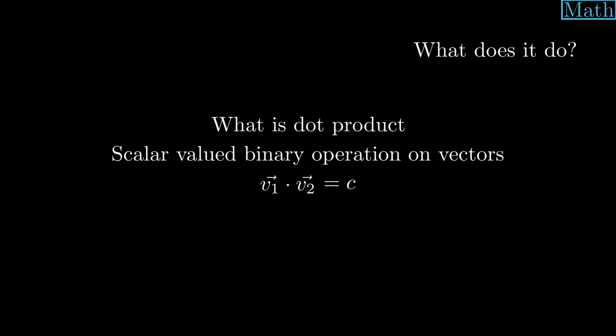Scalar valued means the output is a scalar. So a scalar value for computational purposes is practically just a normal number, like 1, 2, 3, or 15, or 25, or 3 halves, or 5.5, or whatever you can think of. Finally, it's an operation on vectors, which means instead of taking regular numbers, like scalars, as inputs, we take vectors as inputs. If you don't know what that last part means, it's fine, because I'm going to show you an example of a dot product later, and hopefully it'll make sense.